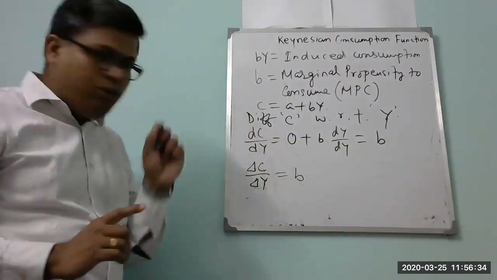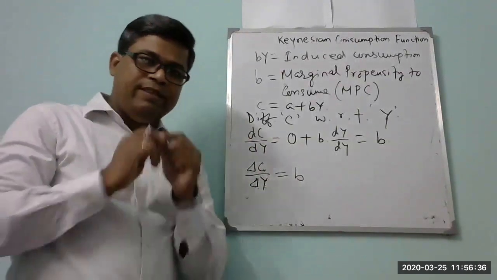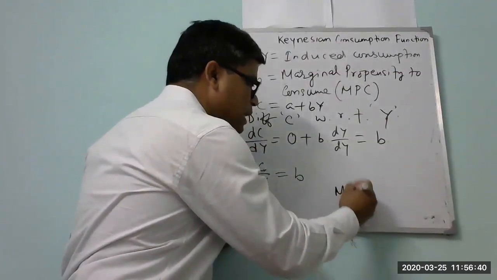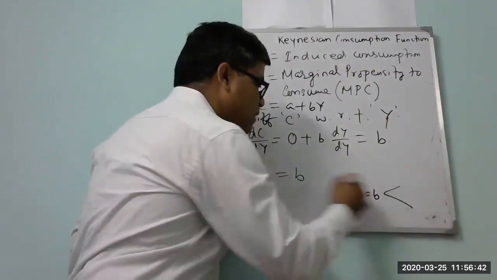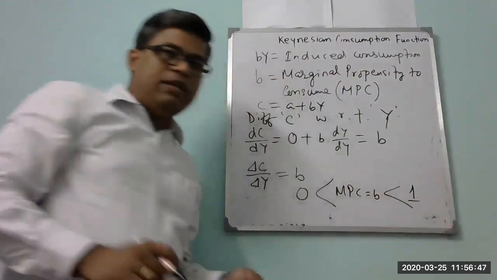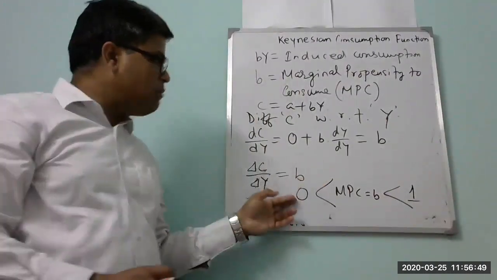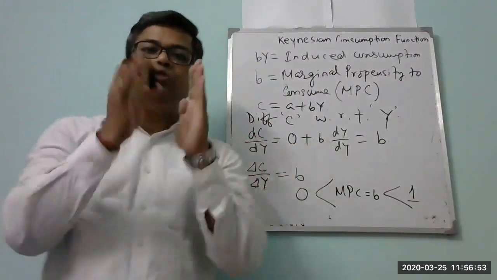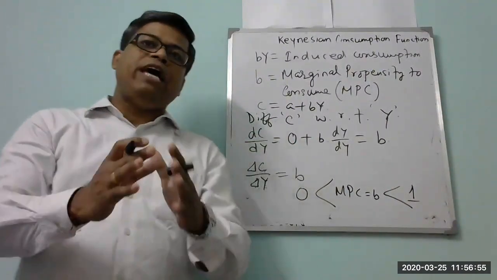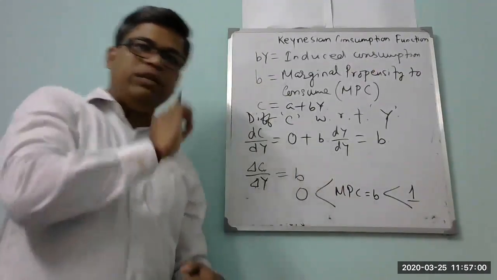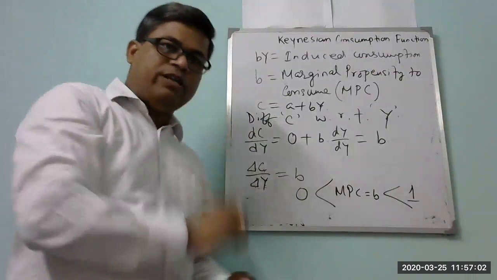Now what is the range of the MPC value? The MPC or B value is more than 0 but less than 1. The value of MPC lies between 0 and 1. Now the question is why? Why is the value of MPC more than 0 but less than 1? This is a very important point that you need to understand.